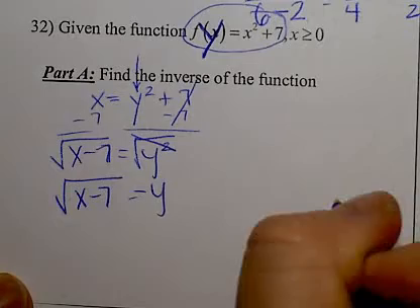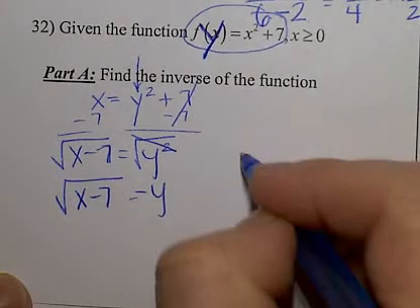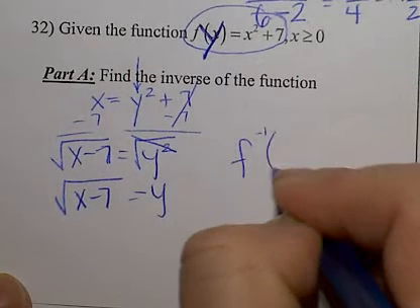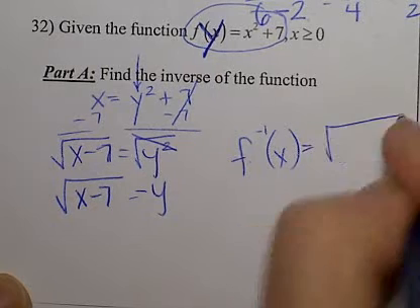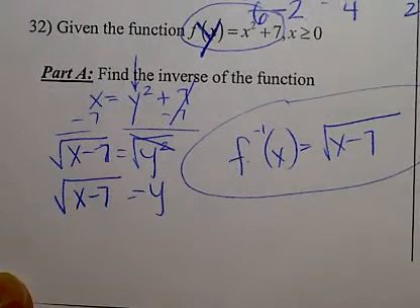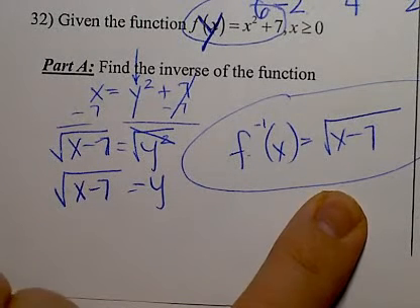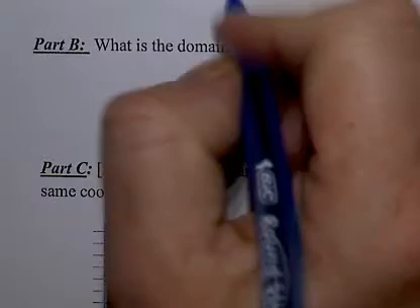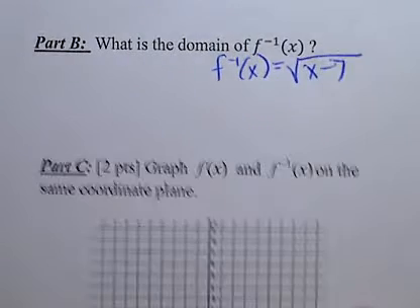Now how do I identify this as the inverse of this original function? We do that by making this little inverse symbol. The inverse of f of x is the square root of x subtract 7. Part B says take this answer, which is the inverse of f of x, the square root of x minus 7. Take that answer and tell me the domain.